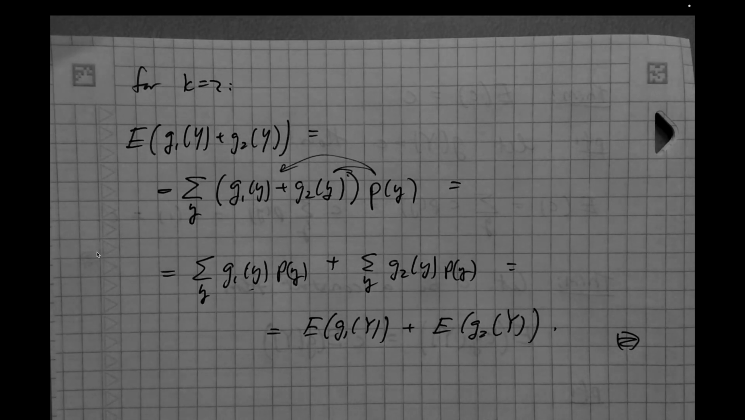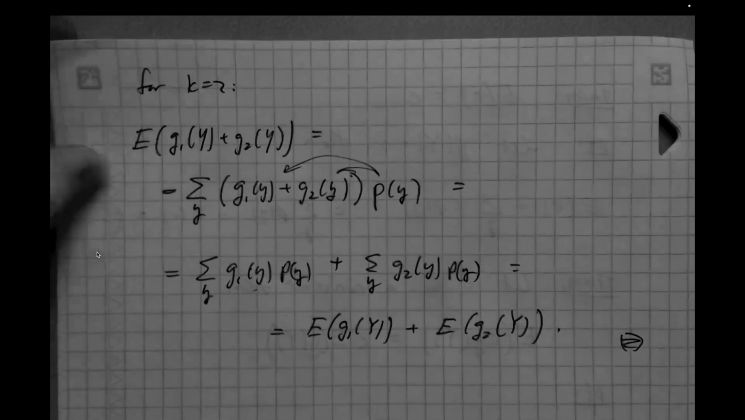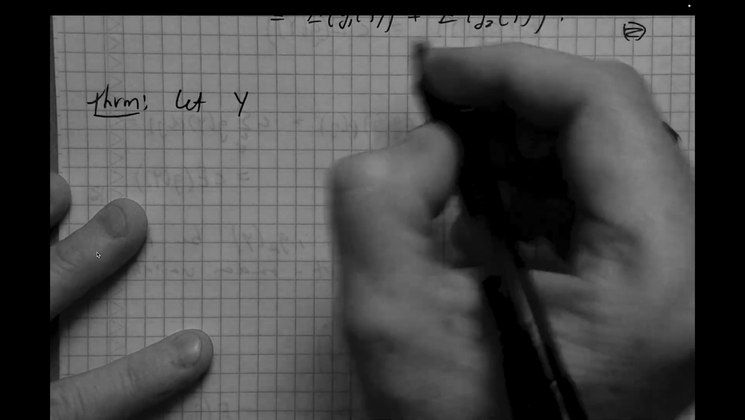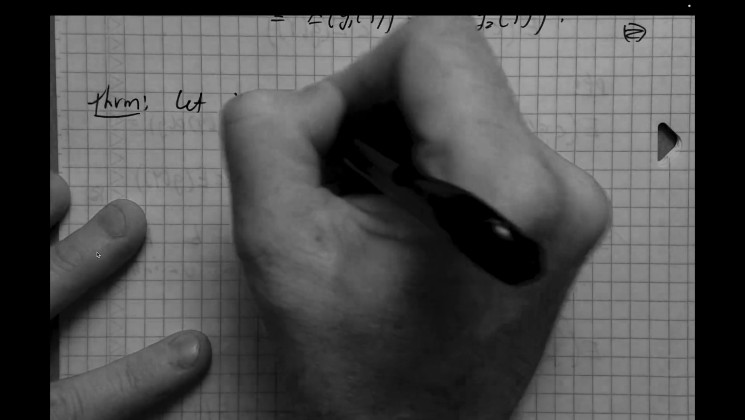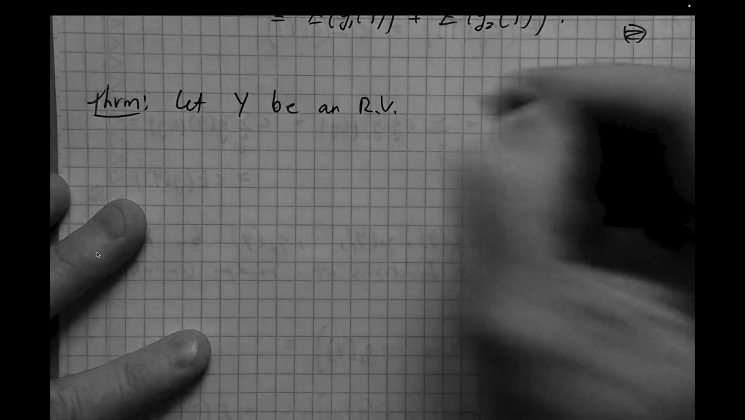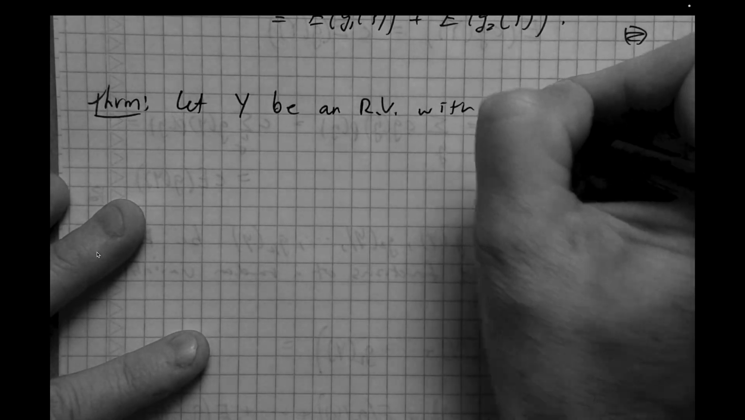Okay, very good. Let's do one more theorem, one more important property. This is something that will come up all the time, so it's important to talk this through. The variance can be calculated in the way that we've seen already, but there's another way to calculate the variance, which is oftentimes very useful. Let y be a random variable (RV) with probability function p of y.